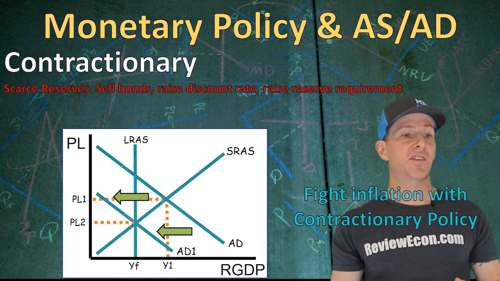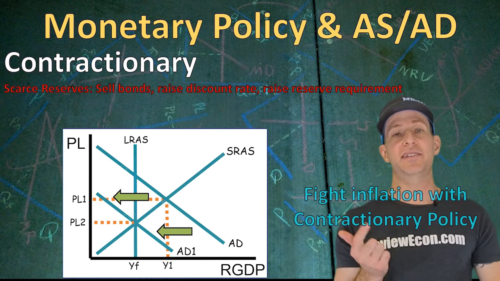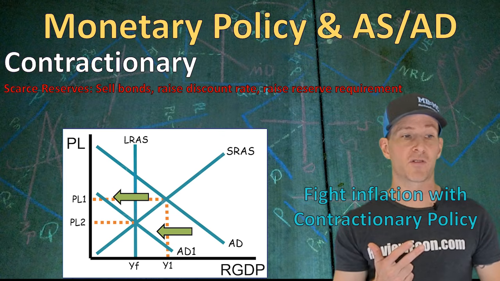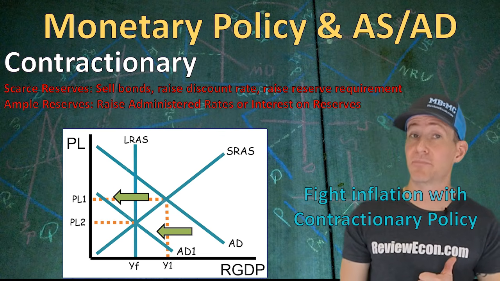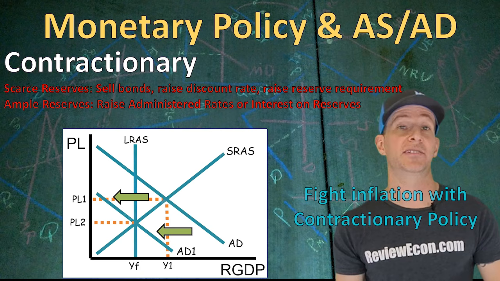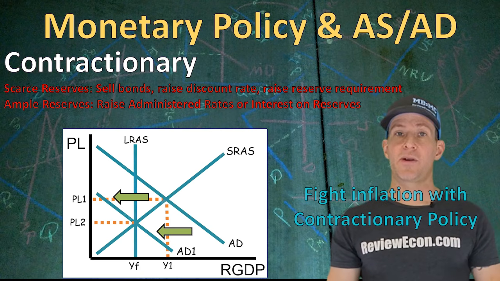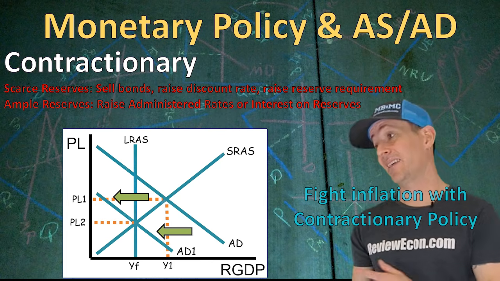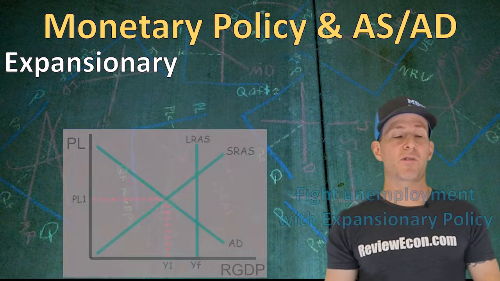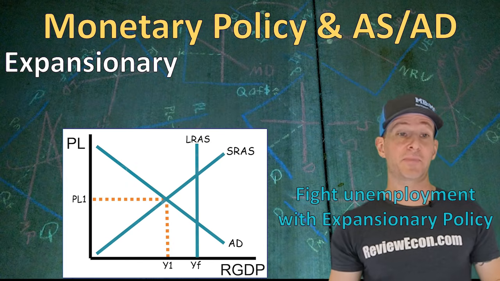If you have scarce reserves, that means we are selling bonds, raising the discount rate, or raising the reserve requirement. If we have ample reserves, we are either increasing administered rates or increasing interest on reserves. Either way, we're going to see a decrease in real output and a decrease in the price level in the ASAD model. If the central bank wants to fight unemployment, they can do that with expansionary policy.